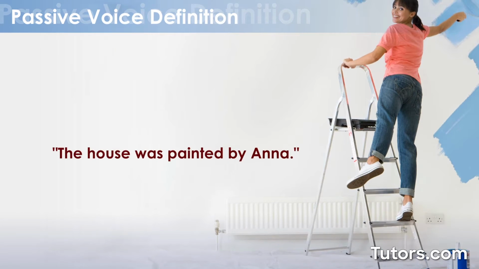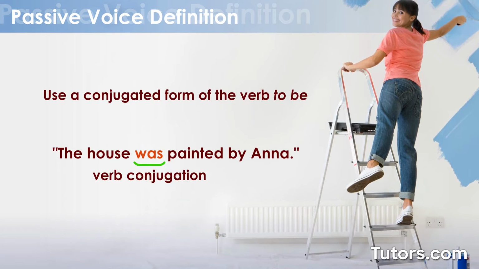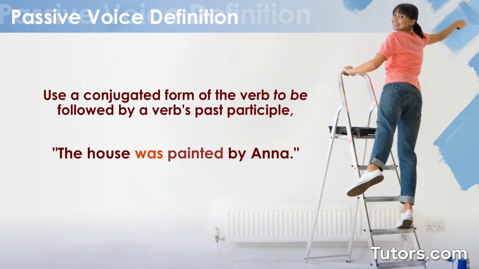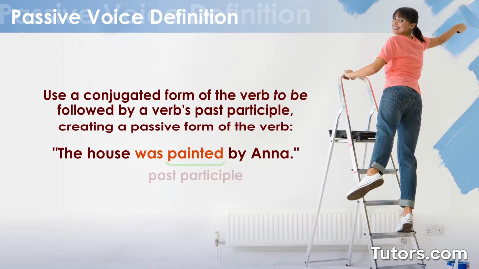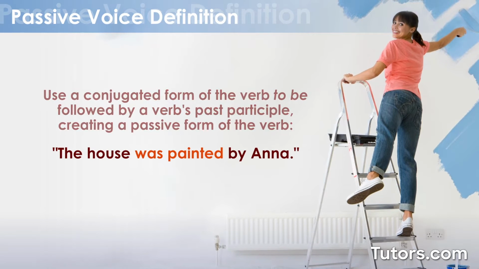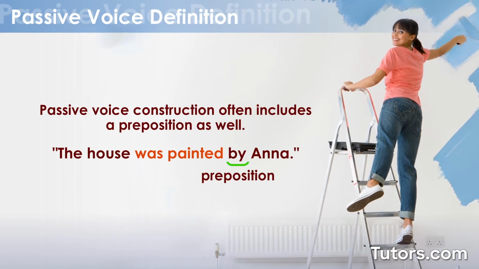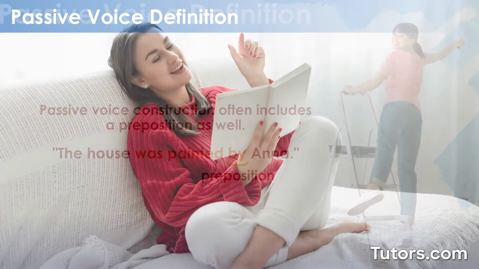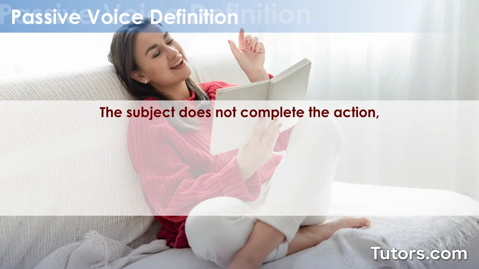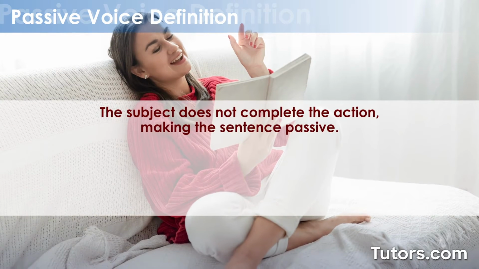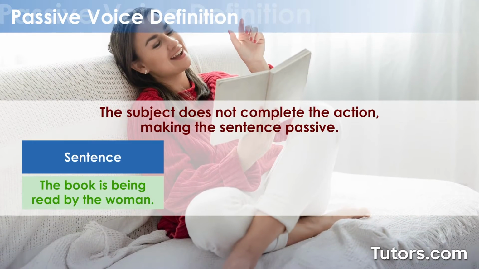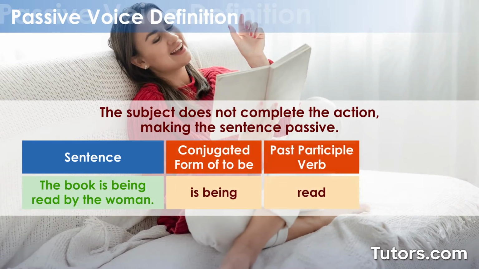When a writer uses passive voice, they use a conjugated form of the verb to be, followed by a verb's past participle, creating a passive form of the verb. Passive voice construction often includes a preposition as well, like by. In this example, the subject does not complete the action, making the sentence passive. The book is being read by the woman.